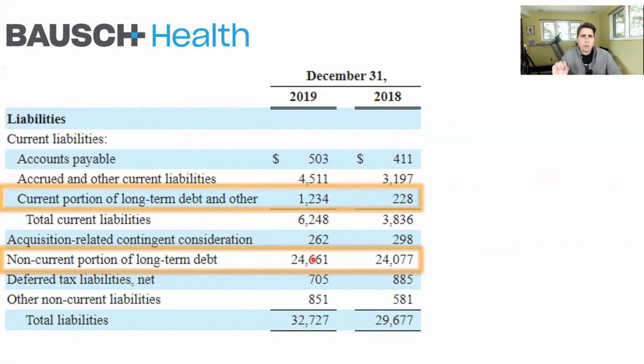And before we move to the next slide, let's put something into our memory: what is the beginning of year book value of total long-term debt? Ignoring the other thing here, it's 228 plus 24,077, because that's the end of 2018. So that would be the beginning of year 2019. The beginning of year book value of long-term debt for this company is 228 plus 24,077.